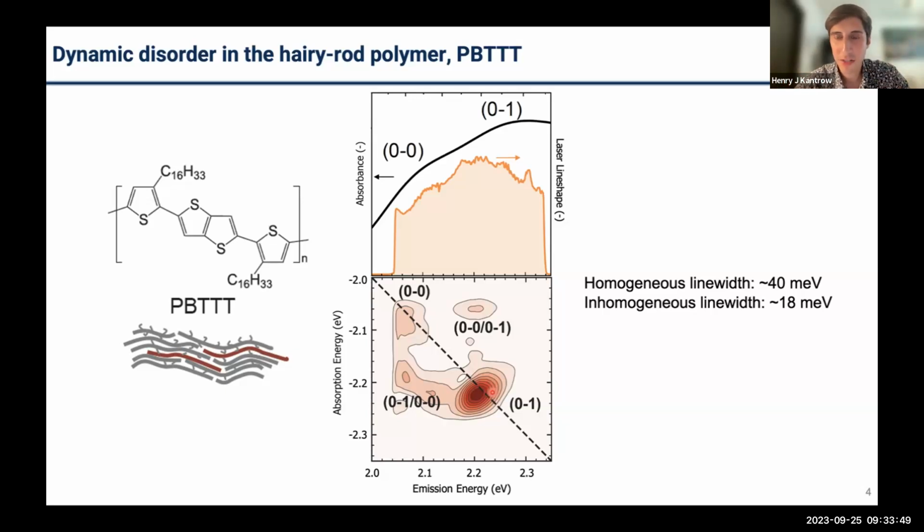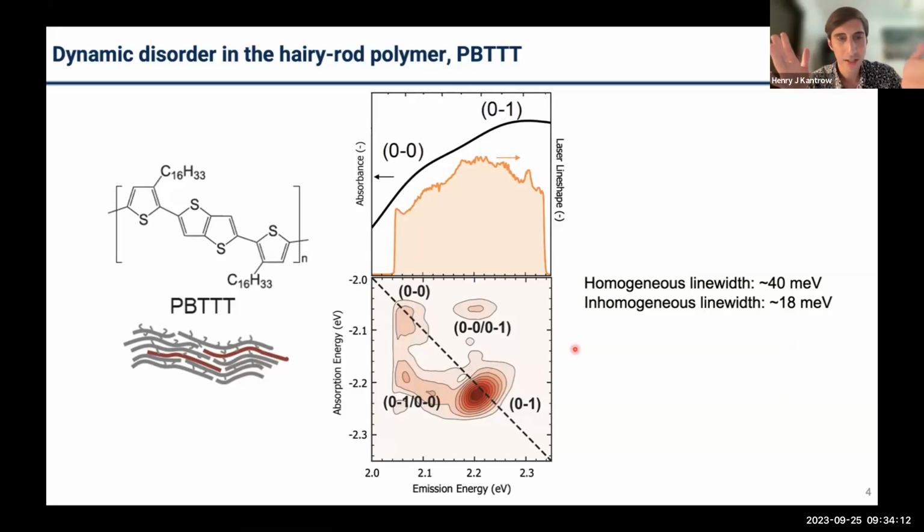But I guess the most important thing I want to highlight is that if you look at the anti-diagonal versus the diagonal cuts along the 2D line shape, you can see just by eye that they're clearly of similar magnitude, and that we're not in a strongly inhomogeneously broadened regime. In fact, if we fit this, we find the homogeneous line width to be around 40 millielectron volts, and the inhomogeneous line width to be around 18 to 20 millielectron volts.